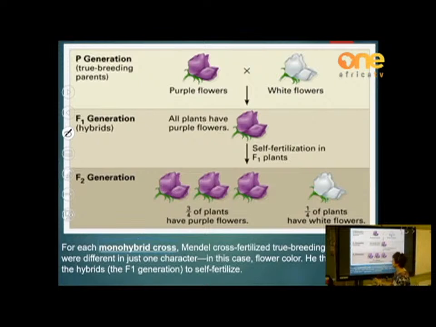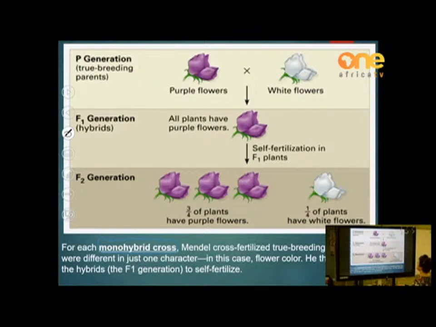Now we come to what will happen. The first thing is we are looking at monohybrid crossings. That means we are only using one characteristic at a time, not purple flowers and pod shapes together. We only look at one characteristic that we are crossing.